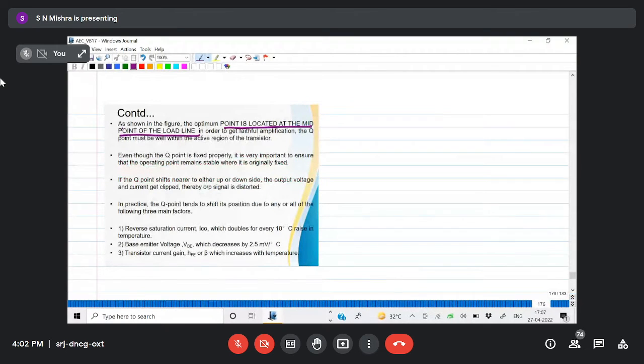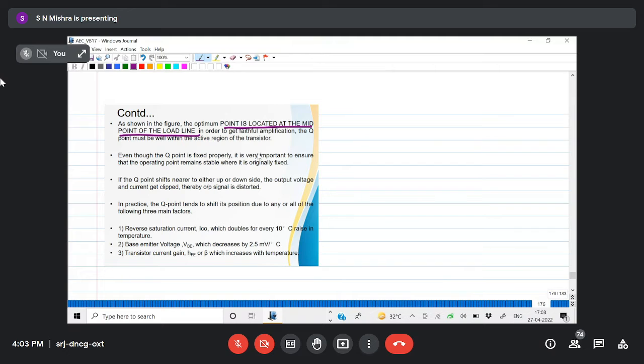See here, as shown in the figure, the optimum point is located at the middle of the load line in order to get faithful amplification, and the Q point must be within the active region of the transistor. And transistor biasing means proper choosing of voltage and resistance so that the transistor will operate at the active region. Okay. Once you fix that one, still there is some problem. Let us discuss that one.